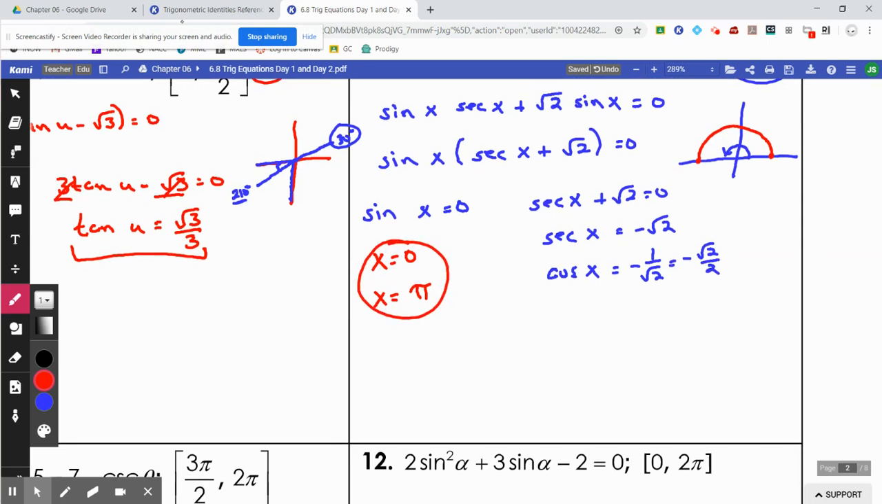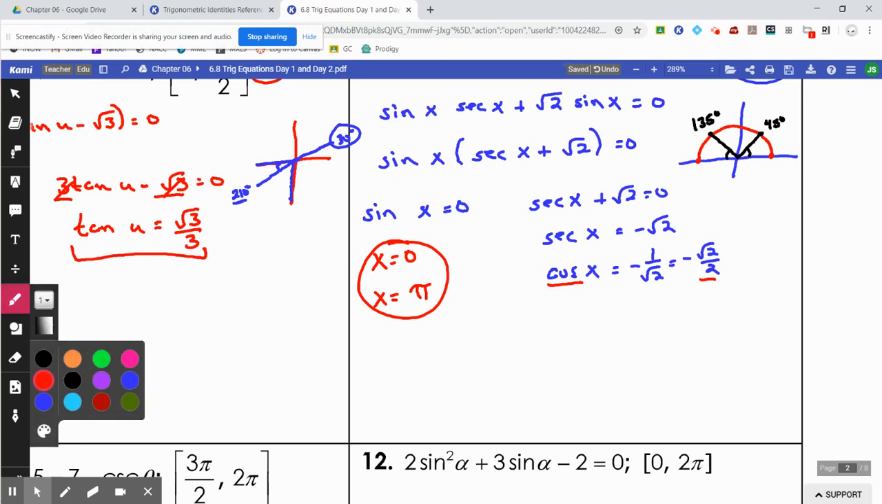The next question is, where is cosine equal to negative root 2 over 2? Well, let's start with our reference angle. Cosine equal to root 2 over 2 is at a 45-degree angle. However, for negative root 2 over 2, cosine is negative in the second quadrant. So you're going to have that same reference angle here as you did over here. It's a 45-degree reference angle. Subtract that from 180, that's a 135-degree angle.